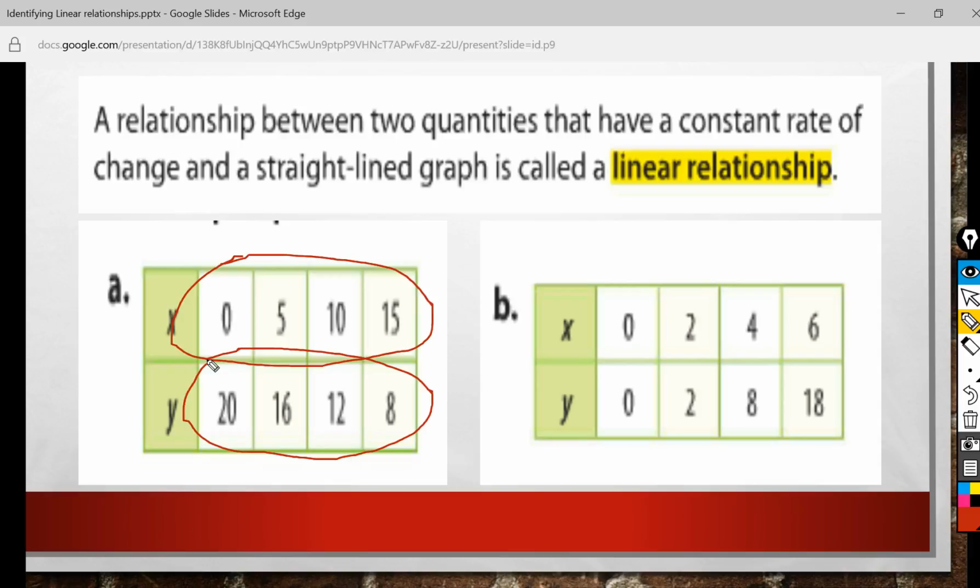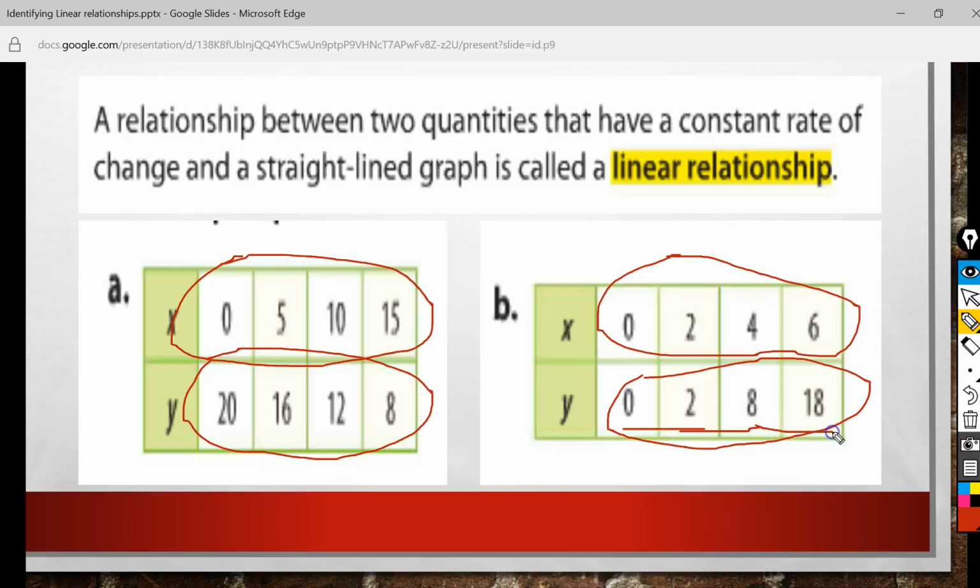Let's look at B. Our x's are all going up by 2. Our y's are all going up by not the same amount, because 0 to 2 is 2. 2 to 8 is 6. 8 to 18 is 10. So that is not linear because our y's are not constantly changing by the same amount.